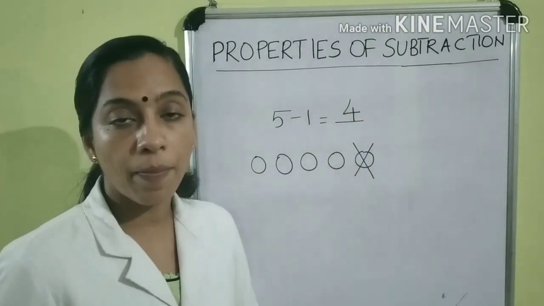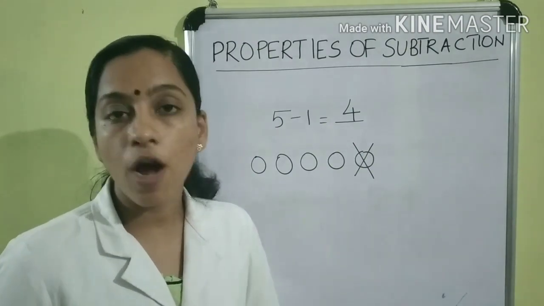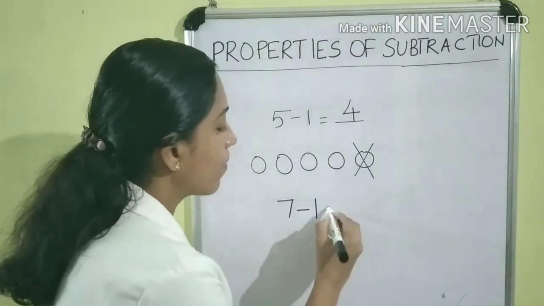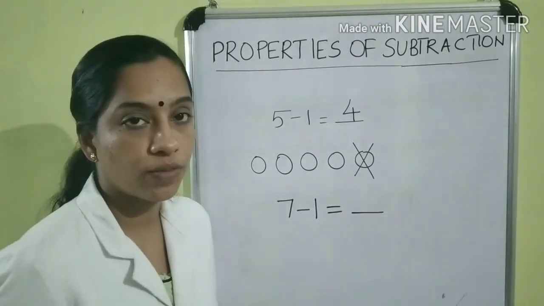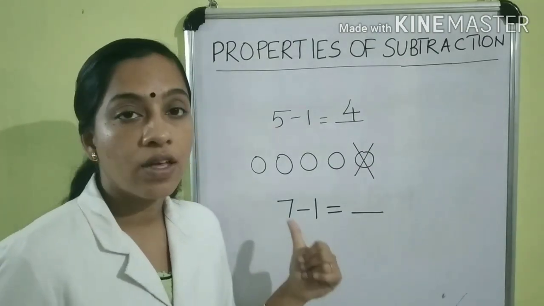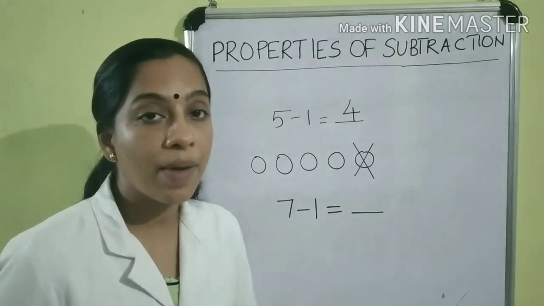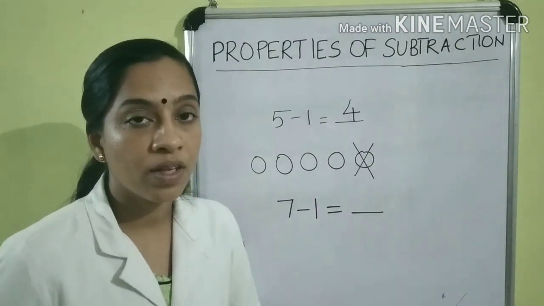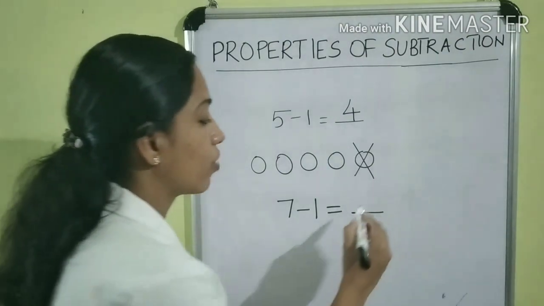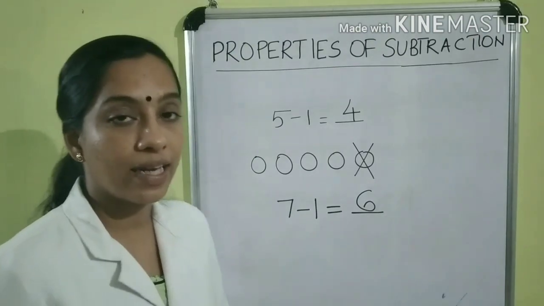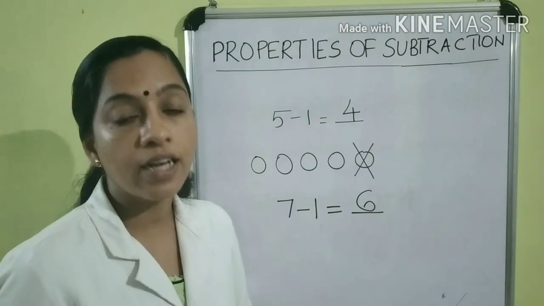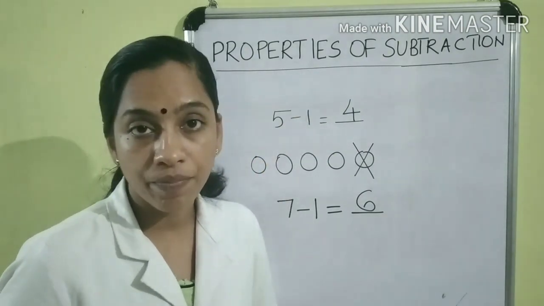So using this property, we can solve problems. I'll give one more example. 7 minus 1 is equal to dash. How will you find out the answer? For that, first we have to find out which number comes before 7. Tell me children, which number comes before 7? It's 6. So we can write here 6. That is 7 minus 1 is equal to 6. So children, did you understand the third property?